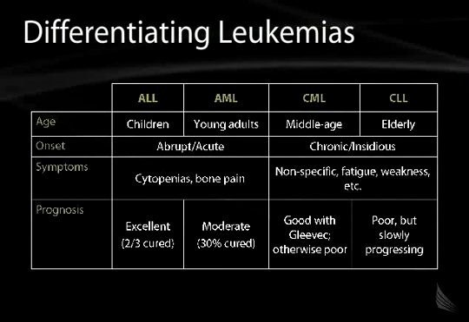So differentiating leukemia is based on the age of onset as well as the time course of onset, and the symptoms can be very helpful when determining ALL from AML, or better said, ALL from CLL and AML from CLL. The acute leukemias are easy to think about as more of a disease of the young, and the chronic leukemia as a slower disease of the elderly. The prognosis of the acute leukemias is getting better.